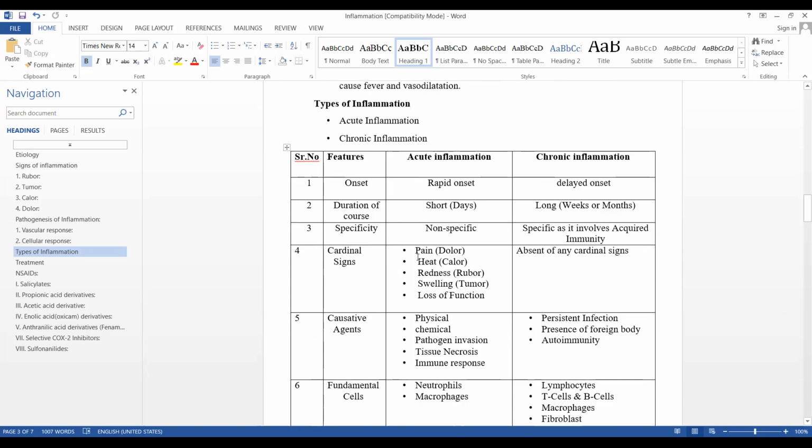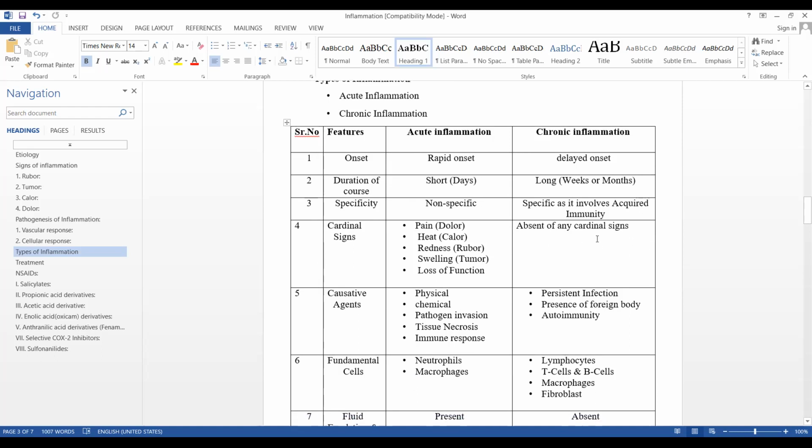Now here the cardinal signs, 5 cardinal signs are present. We can see them in acute inflammation, but in chronic inflammation no cardinal signs can be seen. The 5 cardinal signs like rubor, calor, dolor, tumor. So these cardinal signs remain absent here.